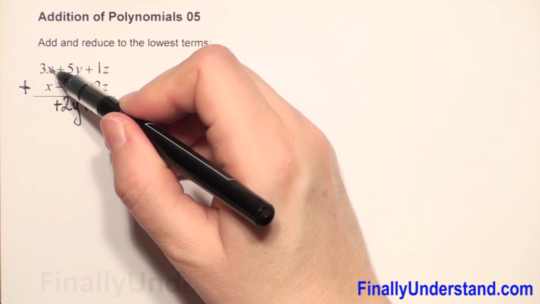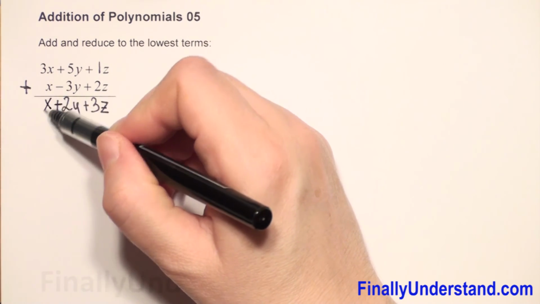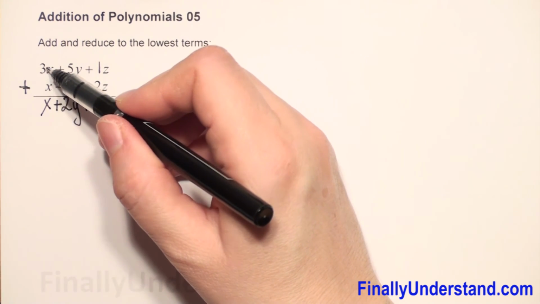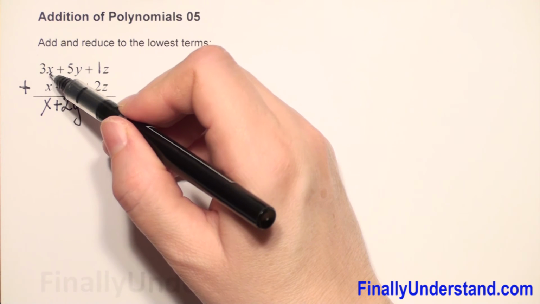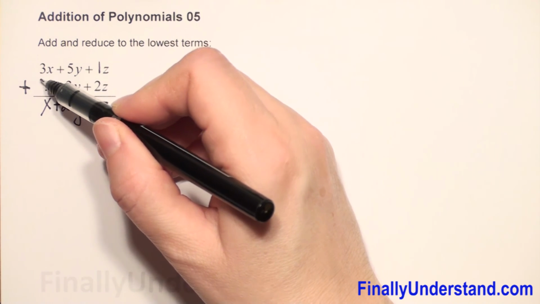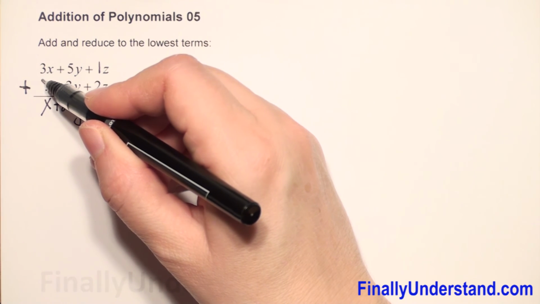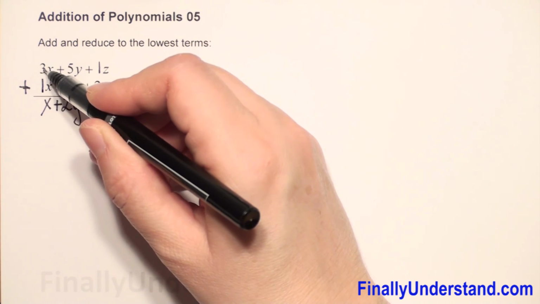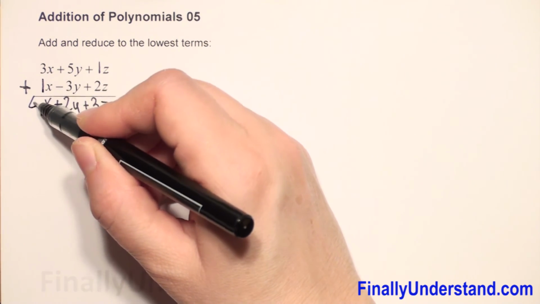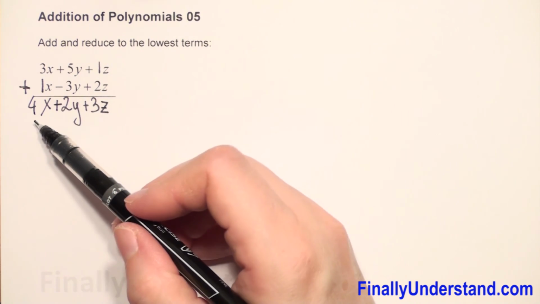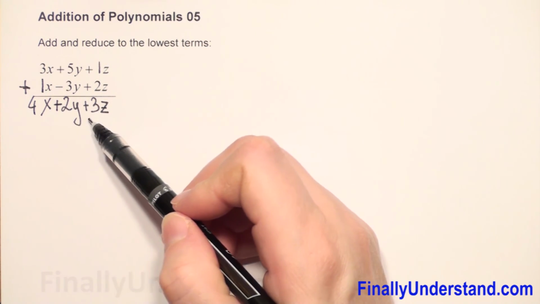And next, we have the same variable, so we copy this variable, and we add the coefficients before x's. When we don't have any number, it means we have invisible 1. So we have 3 plus 1 is 4. So my solution is 4x plus 2y plus 3z.